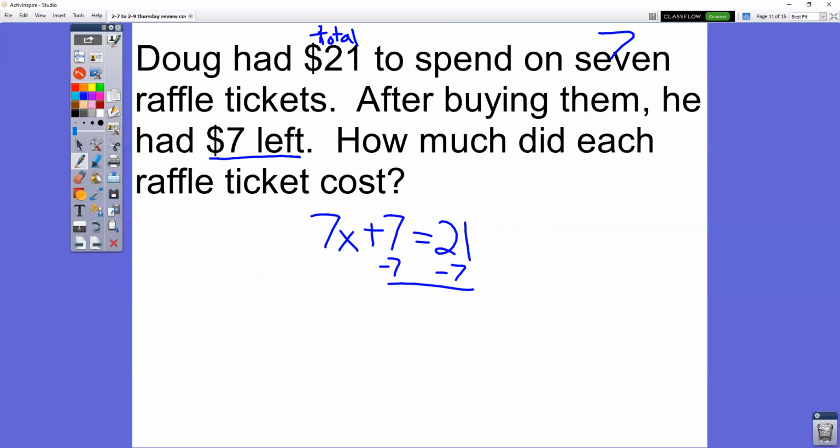Solving the two-step equation, minus 7. So 7x equals 14. Divide by 7. Each raffle ticket ended up costing $2.